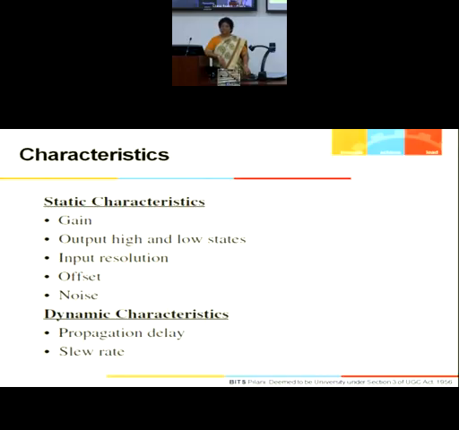From a dynamic point of view, we are interested in the propagation, operation time. How much time does a comparison operation take? I want it to be very speedy. Clear? So naturally the frequency response, slew rate, etc. will come into play.